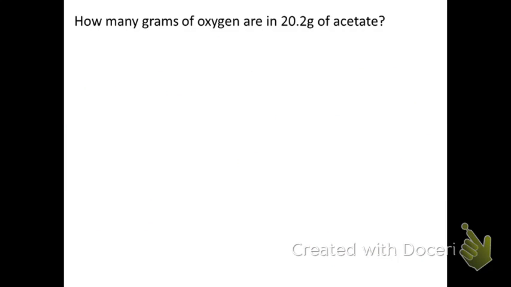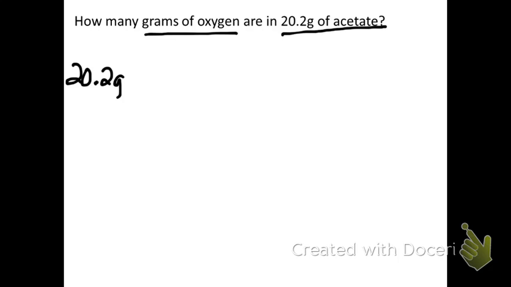So here's an example of a question that you might receive. How many grams of oxygen are in 20.2 grams of acetate? Now, when you read a question, you always need to know what you've been given, 20.2 grams of acetate, and what you want, grams of oxygen. Start with the given, 20.2 grams acetate.